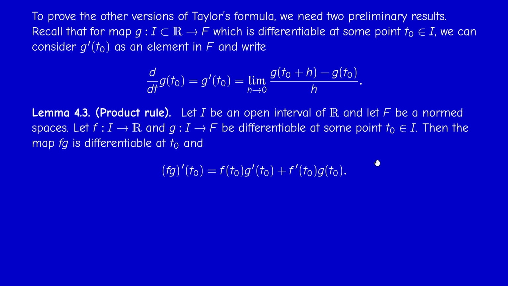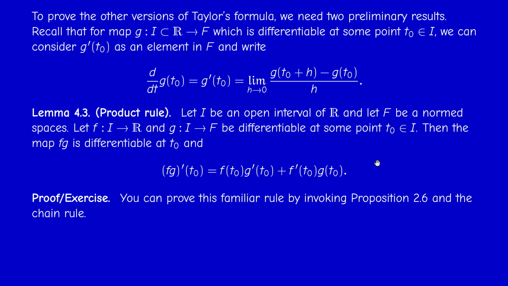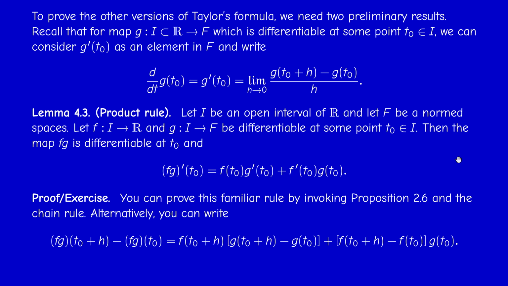Okay. Now, there are at least two ways of proving this. We can prove this by invoking proposition 2.6, which gives the derivative of a bilinear map. Because fg is actually what? Here the bilinear map of f and g is just the product. So if you apply this with this chain rule, you will get exactly this. But there is another way. We can prove that directly.